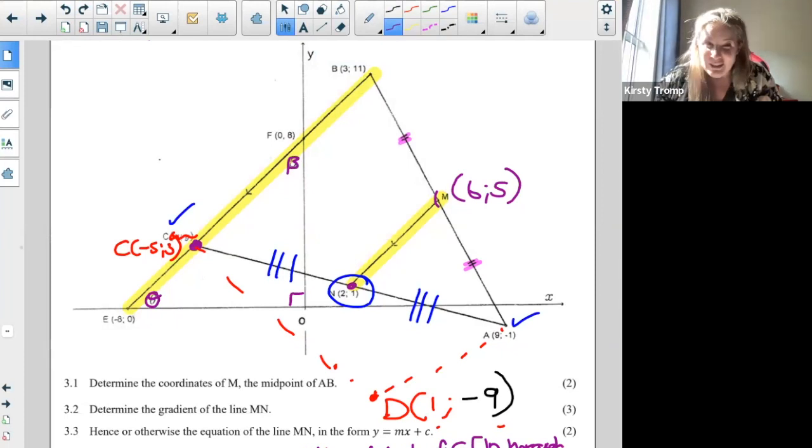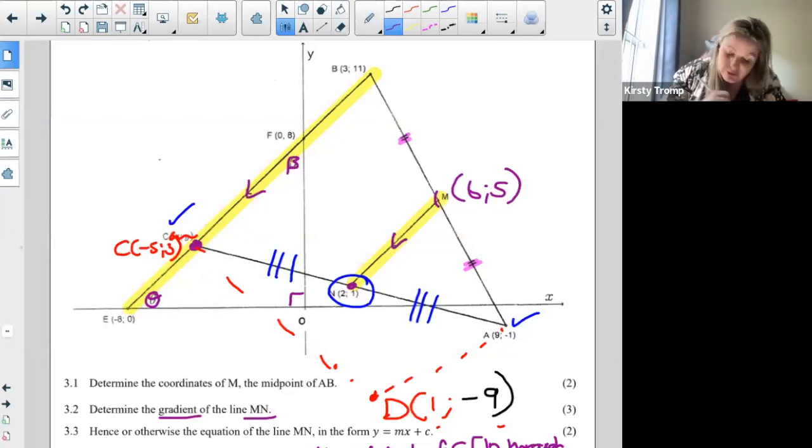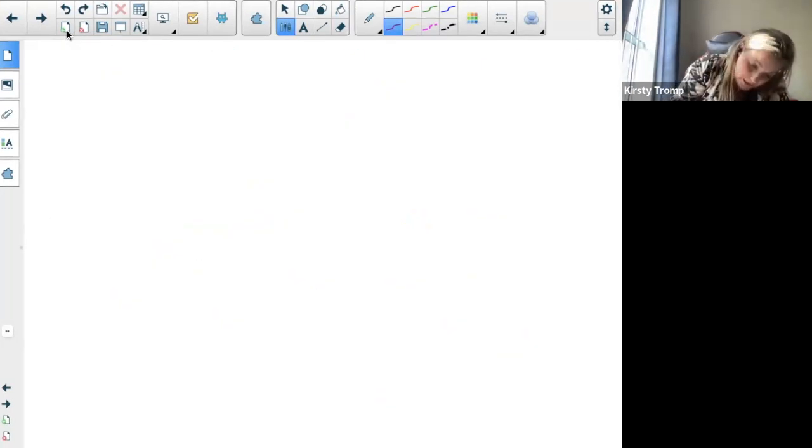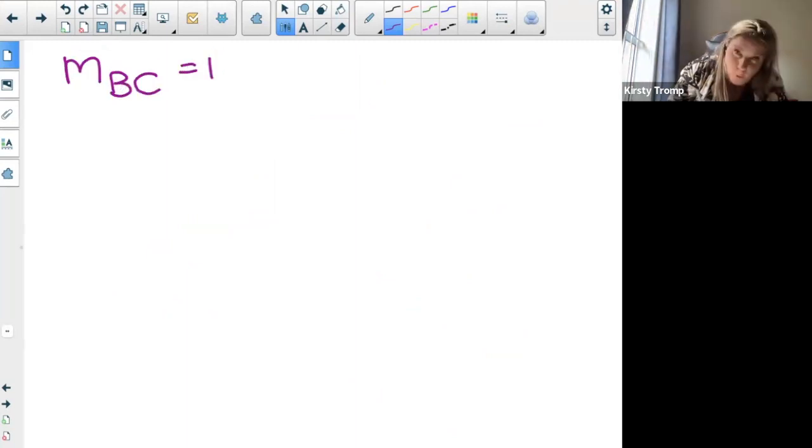What did they make us calculate earlier on? Let's just go do some workings here. Think about stuff that they've asked us already. They asked us to do the gradient of line N. We know that these two lines are parallel. So do we know what the gradient of line BC is, guys? Yes, we do. So let's go state some stuff here. We know that the gradient of BC will be equal to 1. Why do we know that? Because BC is parallel to N.